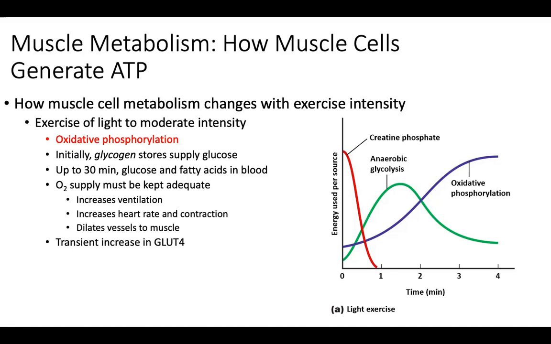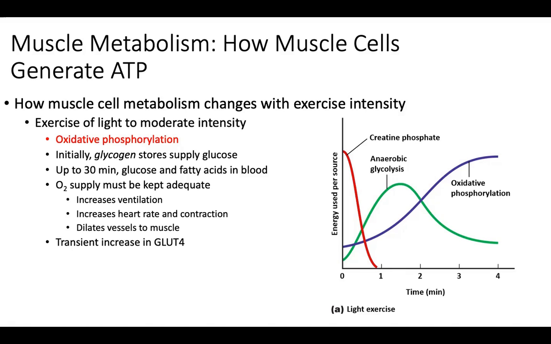And so oxygen supply must be kept adequate. That's why we can do this with light to moderate intensity exercise, okay? So if you're walking or jogging or cleaning, you can maintain your rate of ventilation. You can even increase your ventilation to continue bringing in an adequate amount of oxygen to drive oxidative phosphorylation. And as you can see over here, oxidative phosphorylation is going to take over and sustain that type of light to moderate intensity activity. We also want to think about increasing your heart rate and your contraction, and basically just allowing for the circulation of that oxygen.